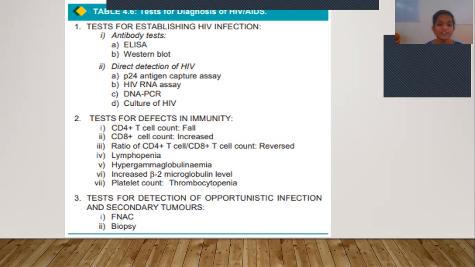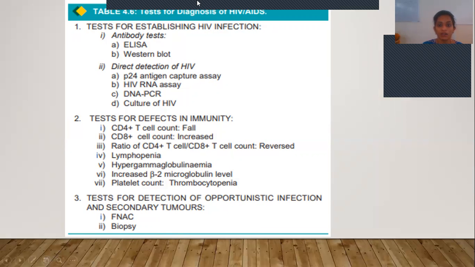And then tests for detection of opportunistic infections and secondary tumors. For that, we'll be going for FNAC and biopsy. So in FNAC and biopsy, we'll be collecting a small tissue from the lesions which were formed in HIV. That small tissue from the lesion will be sent for the cultural study in order to identify whether there is any opportunistic infection or whether there is any tumor, with the help of FNAC and biopsy. So these are the diagnostic tests of HIV or AIDS. So this is all about HIV, and thank you all.